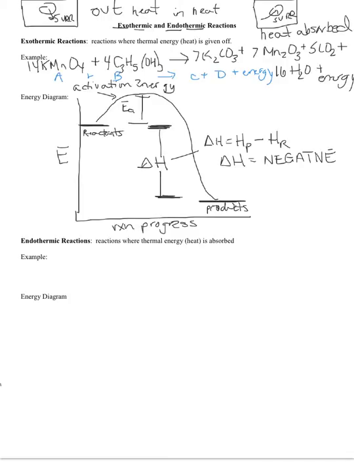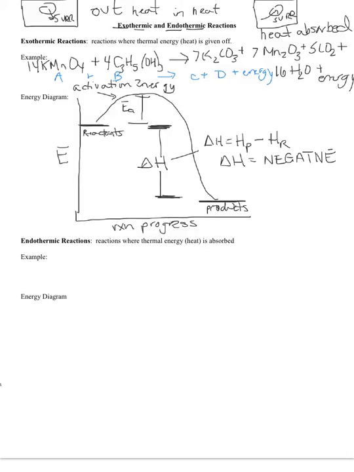For these exothermic reactions, you're taking something down at the bottom here and subtracting it from this larger quantity of energy you have in the reactants. So you're always going to come up with a delta H that's negative when we're thinking about exothermic reactions.